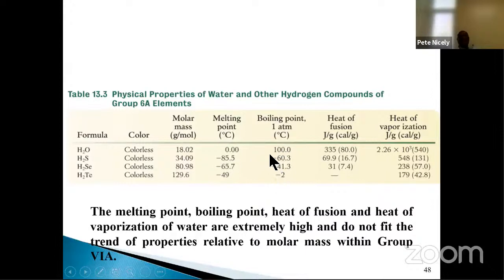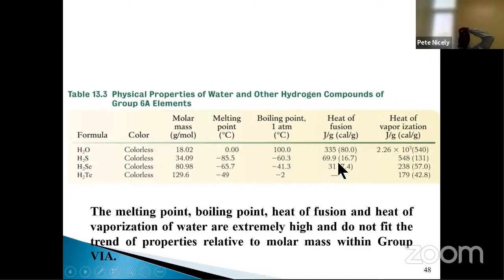So as you can see here, water has a high boiling point of 100 degrees Celsius, and then hydrogen sulfide has a boiling point of minus 60.3, and H2Se has a boiling point of minus 41.3, and H2Te has a low boiling point of minus 2. So these here are very low, obviously, compared to that of water. Another thing you'll notice is that the heat of fusion and the heat of vaporization of water is significantly higher compared to the other substances.